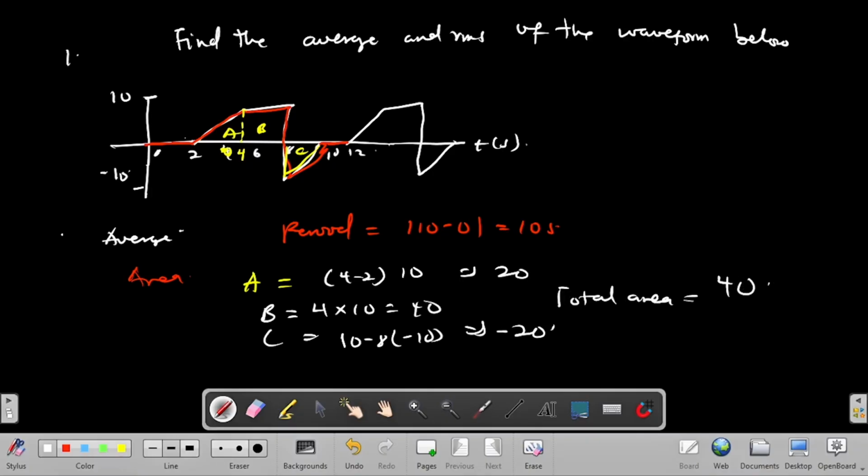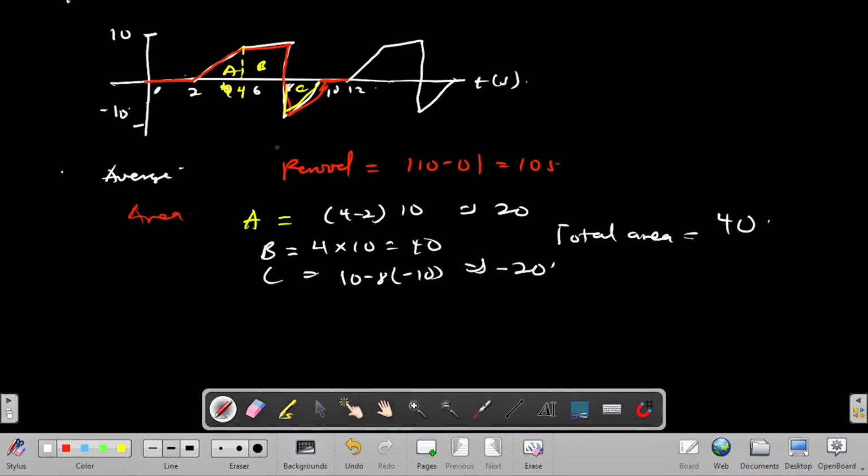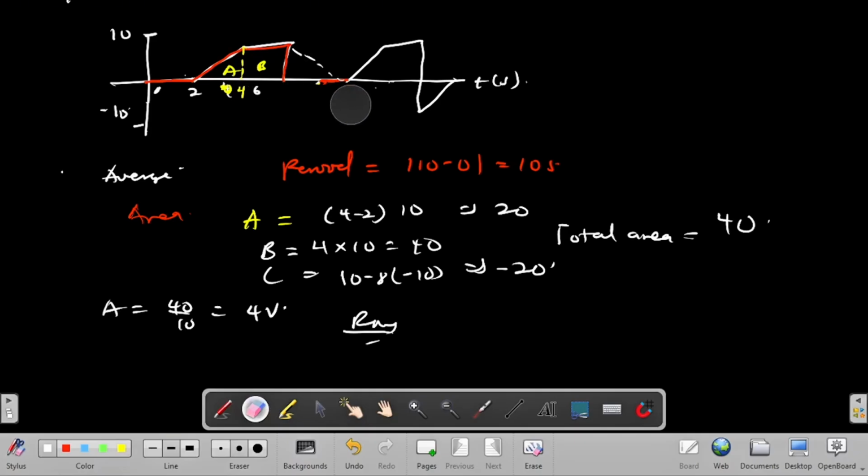Simple as that. So if the total area is equal to 40, and my period is 10, my average is simply equal to 40 over 10. That is equal to 4 volts. As simple as that. Let's find the RMS. To find the RMS, I'll square this cycle. When I square, the down one will come up, so I'll have something like this, where this side will vanish away.